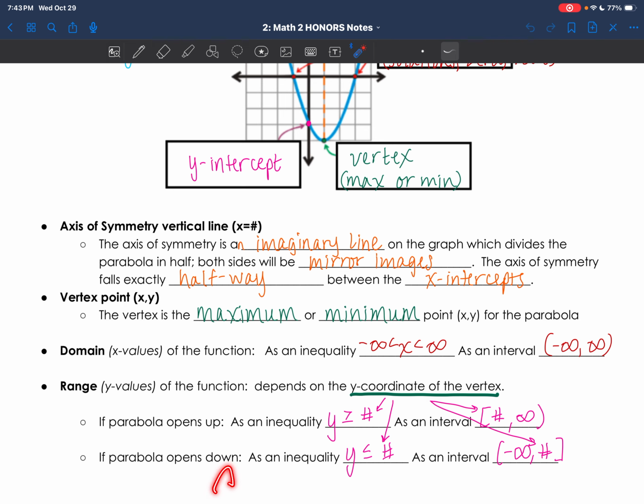If it opens down, it's going to be y is less than or equal to wherever it crosses for your y, or your vertex for your y. And you'll have a parenthesis because it's coming from -infinity, and then it goes to wherever your number is. And you're going to use a bracket because it's going to include that point.